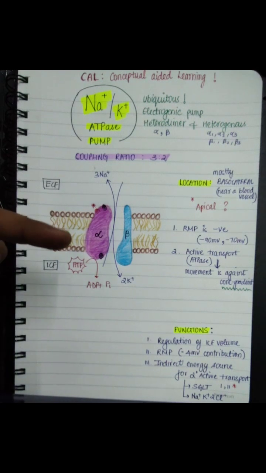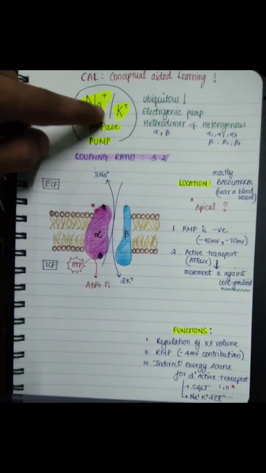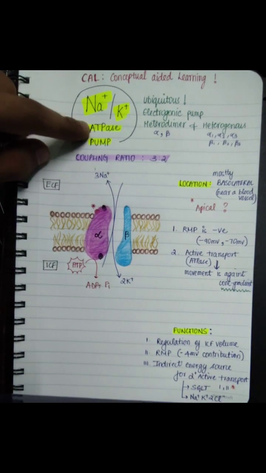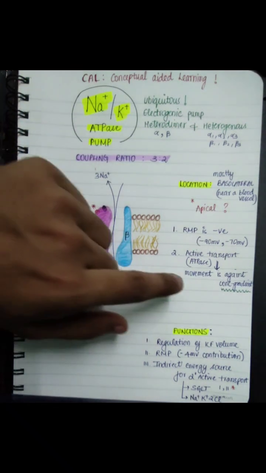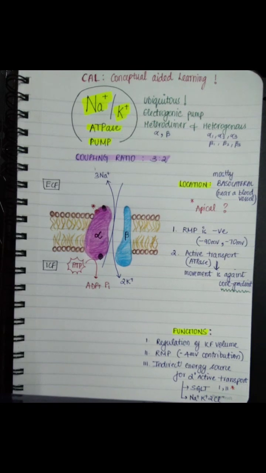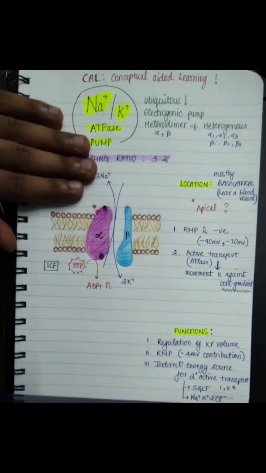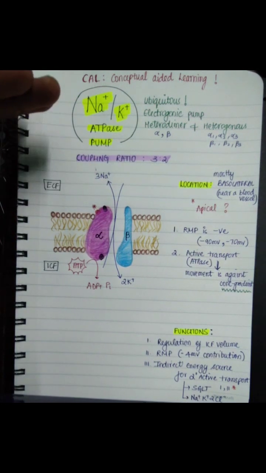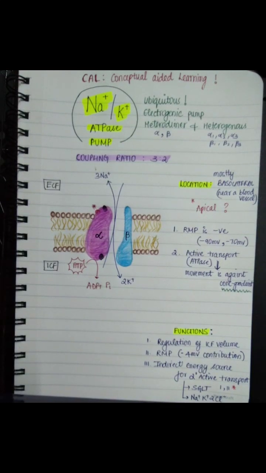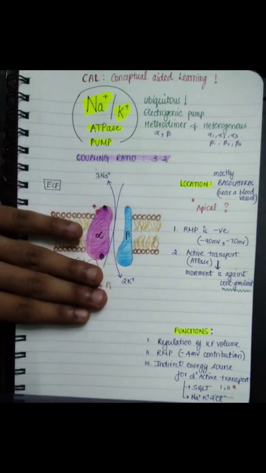So we use ATPase, that is energy, in the sodium-potassium ATPase pump. What does that mean? We have to move ions against the concentration gradient. We know the intracellular is potassium predominant and the extracellular is sodium predominant, so we use this energy and move them in the opposite direction. Got it? This clears the point of the direction of movement of ions.